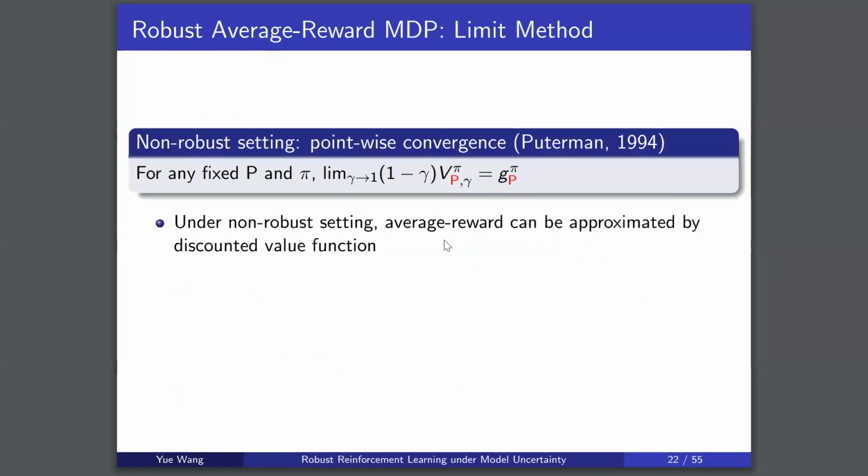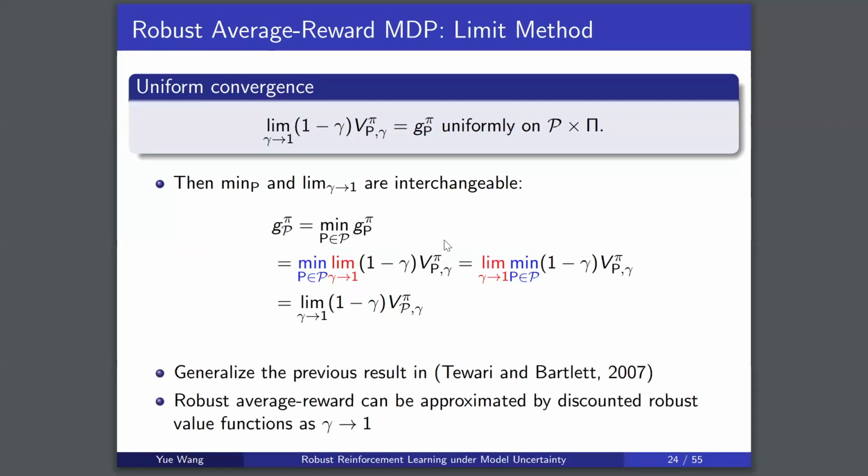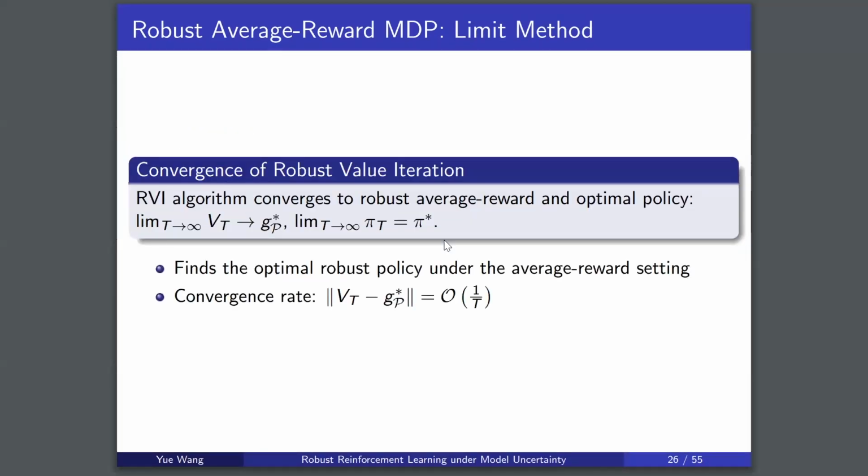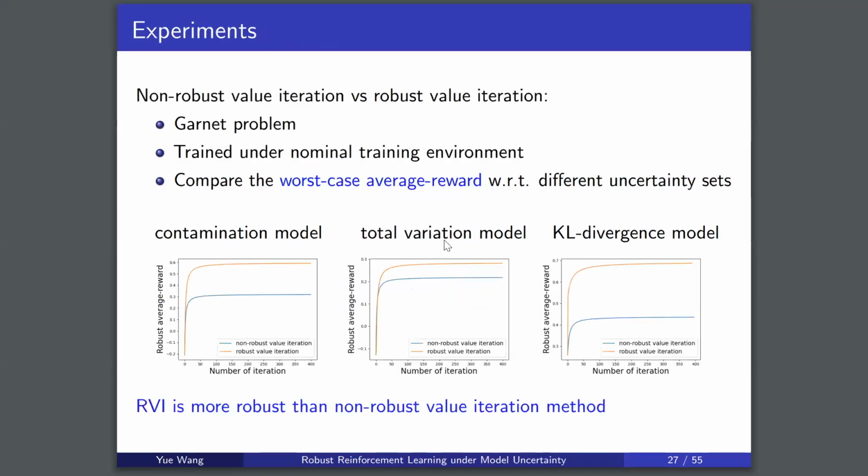Okay, back to the convergence. We showed the convergence of our algorithm, and as you can see, the convergence rate of our algorithm is 1/t. For a model-based dynamic programming approach, this rate is kind of slow, but we will improve it later by developing our direct approach.